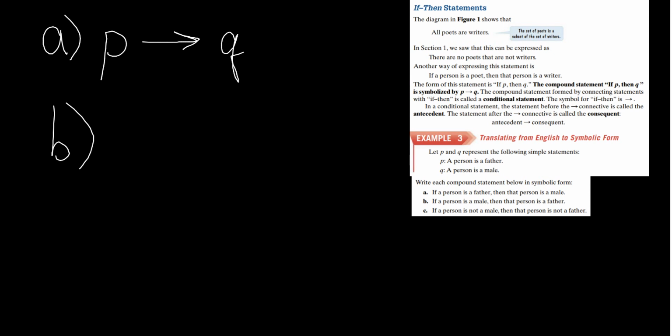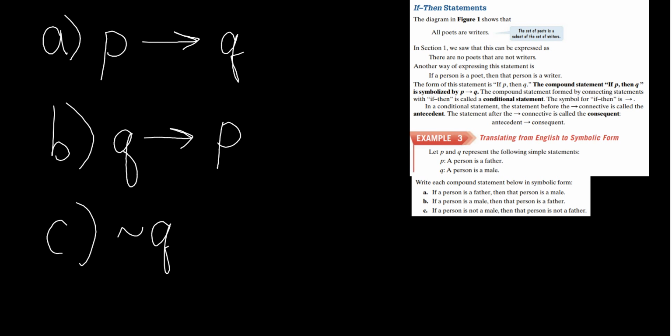B, if a person is a male, then that person is a father. So same thing, it's just we're flipping it this time. So if a person is a male, then that person is a father. Right, and then we're going to mix in some nots, I believe. Yeah, we're going to mix in some nots there. So if a person is not a male, so we're going to say squiggle Q. So a person is not a male, then that person is squiggle P, not a father. Okay.